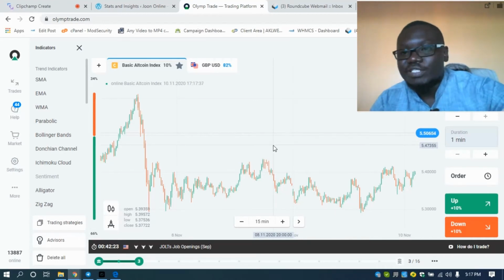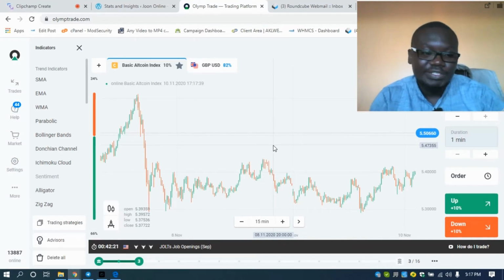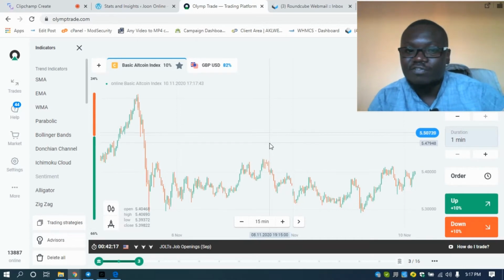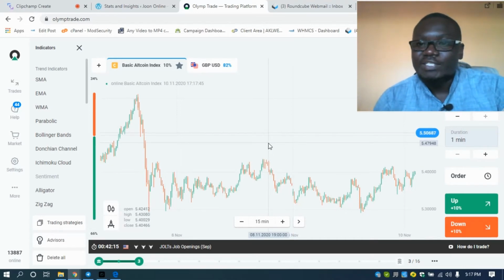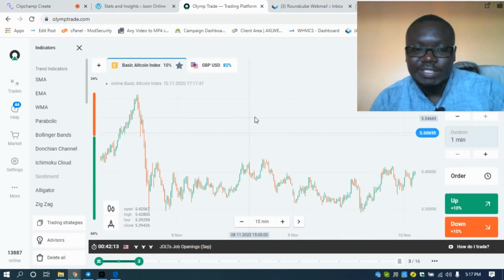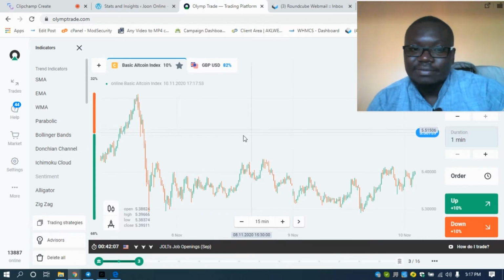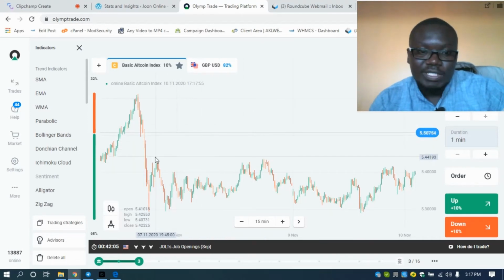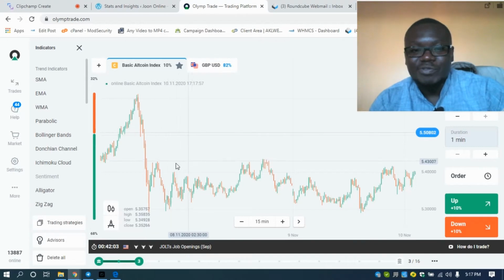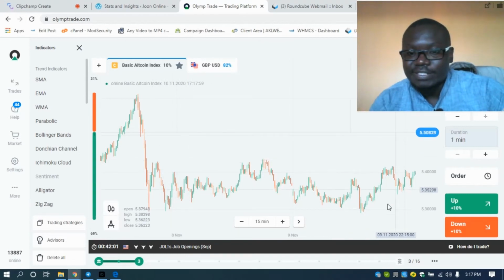So the market structure is divided into four different stages. The first stage of identifying the market structure is the accumulation stage. On the accumulation stage, mostly you find that prices are ranging. An example of an accumulation stage on this chart is this level here.